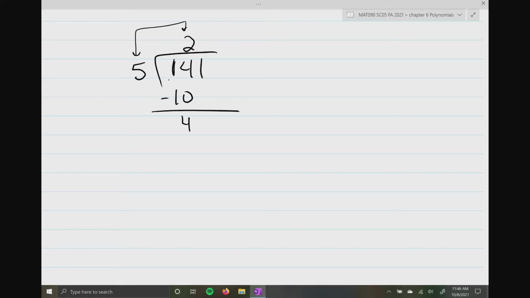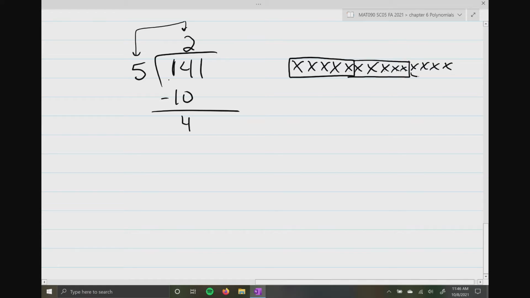When you say 5 goes into 14, what you're really telling me is this. 1, 2, 3, 4, 5, 6, 7, 8, 9, 10, 11, 12, 13, 14. All right. You have 14 X's. And when you say 5 goes into 14, you're grouping these in groups of 5. So 1, 2, 3, 4, 5. There's one group. 1, 2, 3, 4, 5. There's another group. And those 4 I cannot group together. That's what the remainder here is.